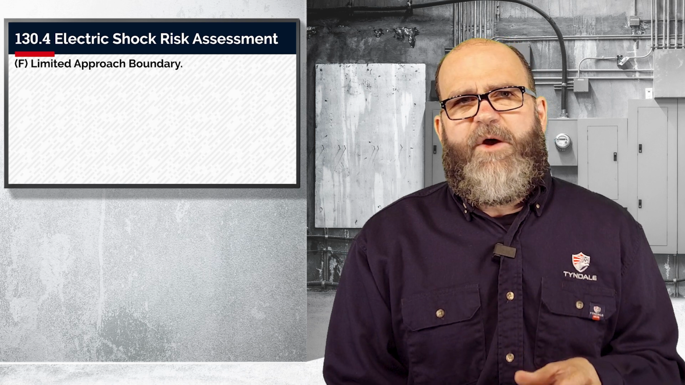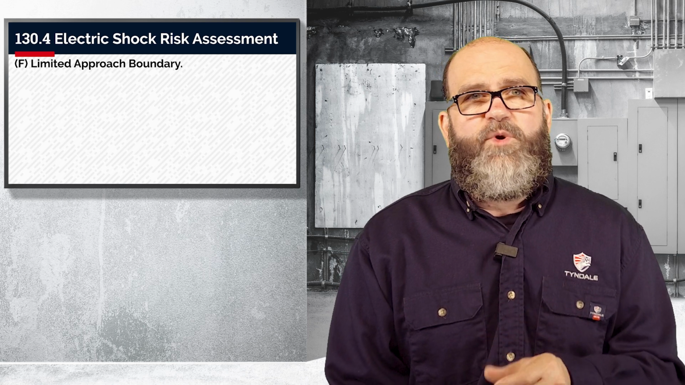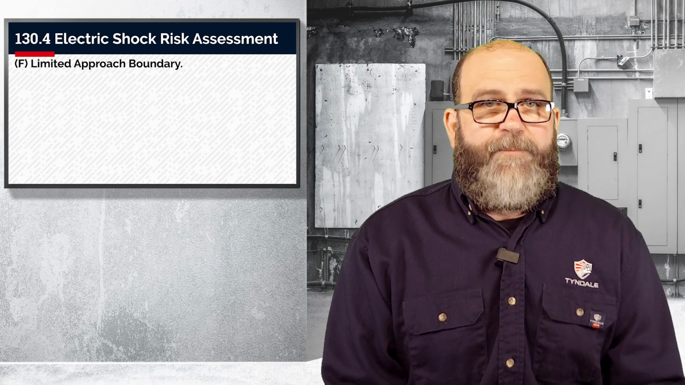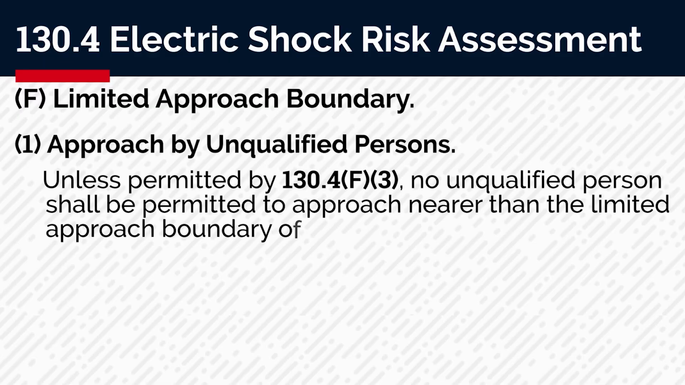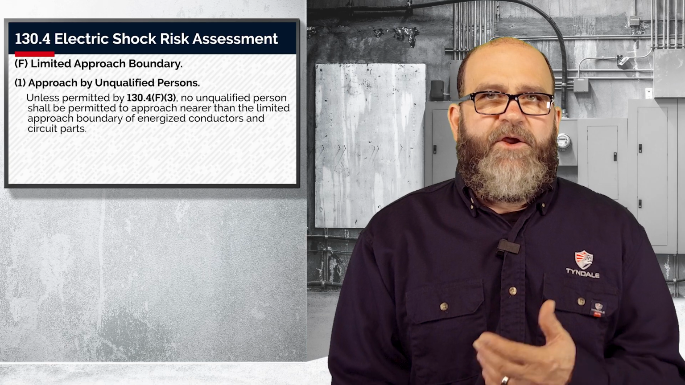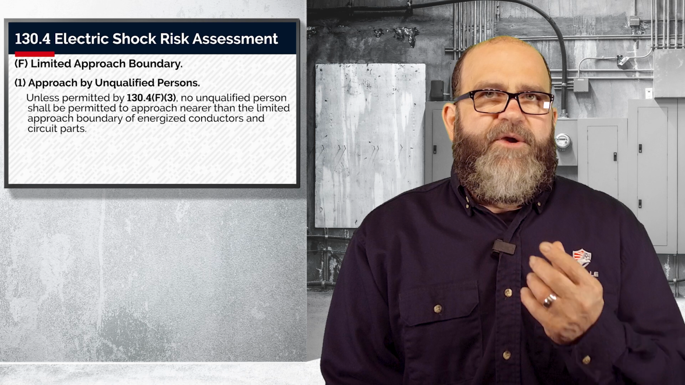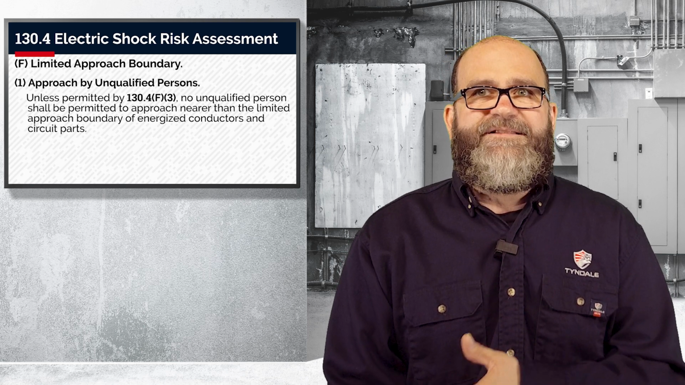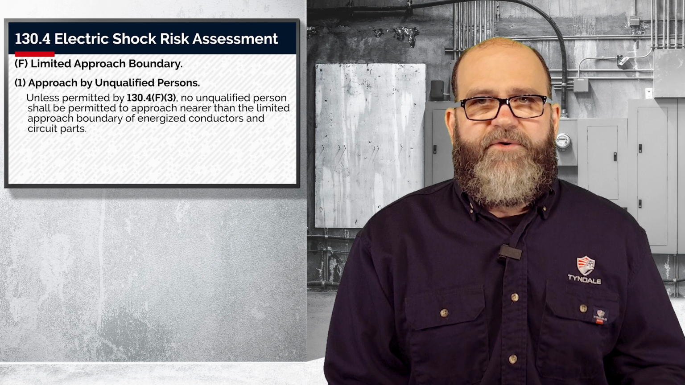Let's get into more detail about 130.4F1, which is the limited approach boundary when approached by unqualified persons. The text tells us that unless permitted by 130.4F3, no unqualified person shall be permitted to approach nearer than that limited approach boundary of energized conductors or circuit parts. The reason for this is that unqualified people are not trained to identify the hazards and reduce the associated risk, as the definition states in Article 100.